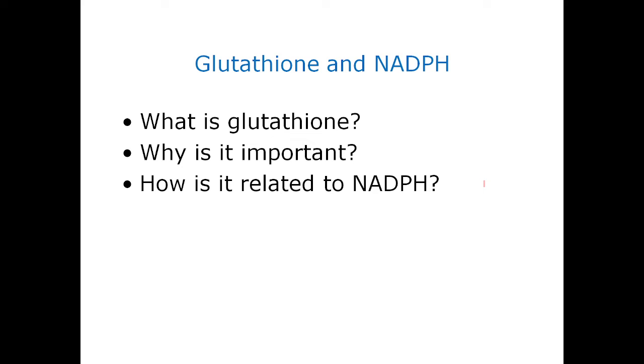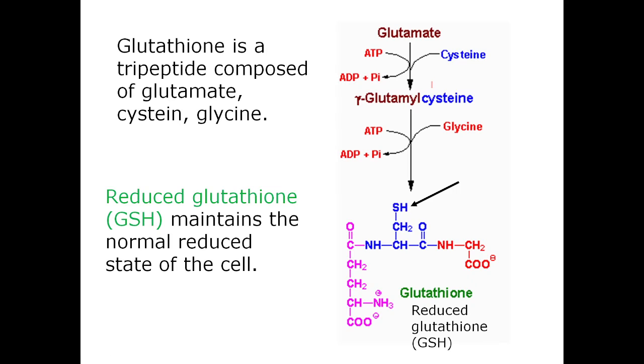So glutathione and NADPH. What is glutathione? Why is it important? How is it related to NADPH? These are some questions you can ask about glutathione and NADPH. So you can see glutathione is a tripeptide. Tripeptide means this is a peptide molecule. A peptide molecule contains amino acids. So how is this glutathione produced?